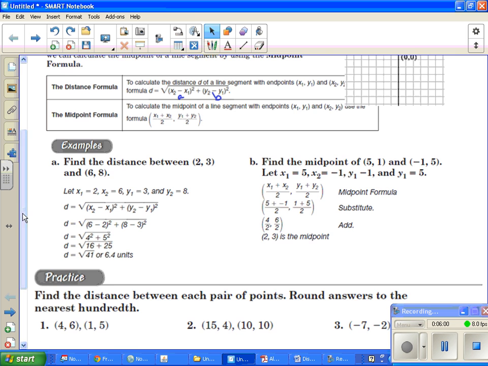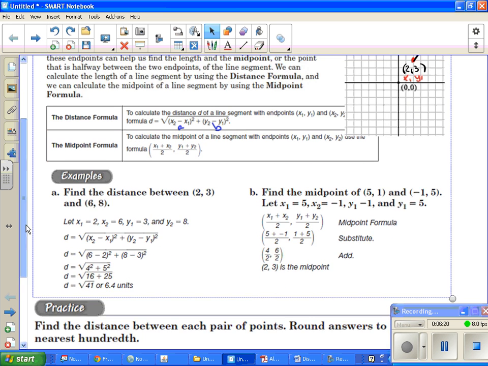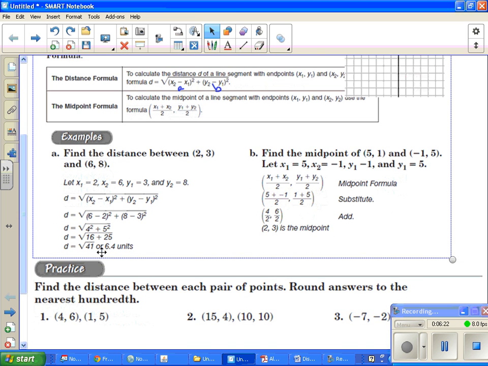There we go. So there's the 6 minus the 2. y2 minus y1 is 8 minus 3. And then you're just doing a calculation. 6 minus 2 is 4. You square it, you get 16. 8 minus 3 is 5. You square it, you get 25. Add them together, you get 41. The square root of 41 is about 6.4.